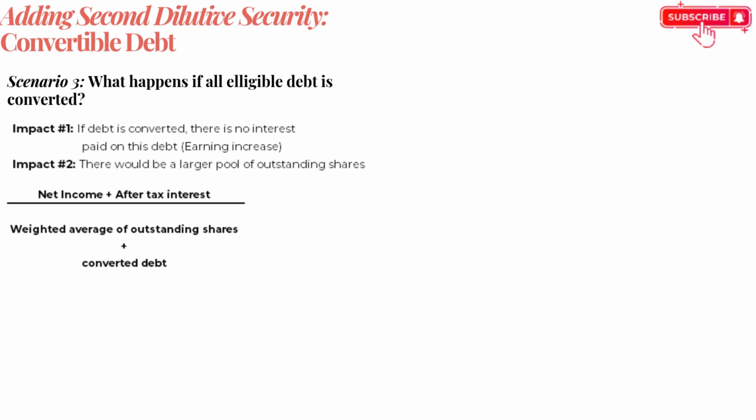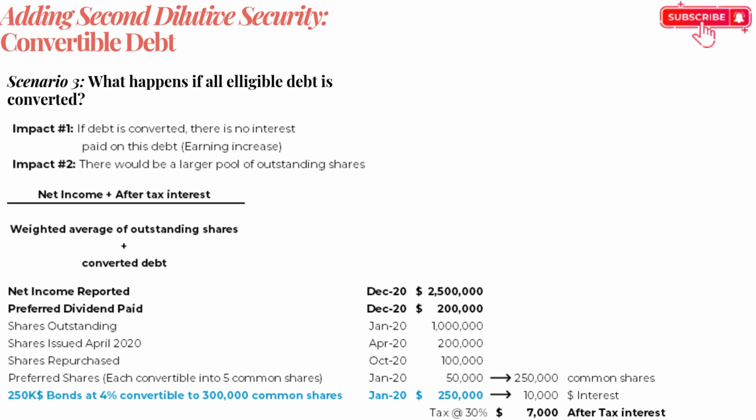So, according to their financial report, Kale Trails has $250,000 of bonds at 4% that are convertible to 300,000 common shares. So that's $250,000 at 4% represent $10,000. Taxes at 30%, so after tax, we're actually increasing the net income by $7,000.